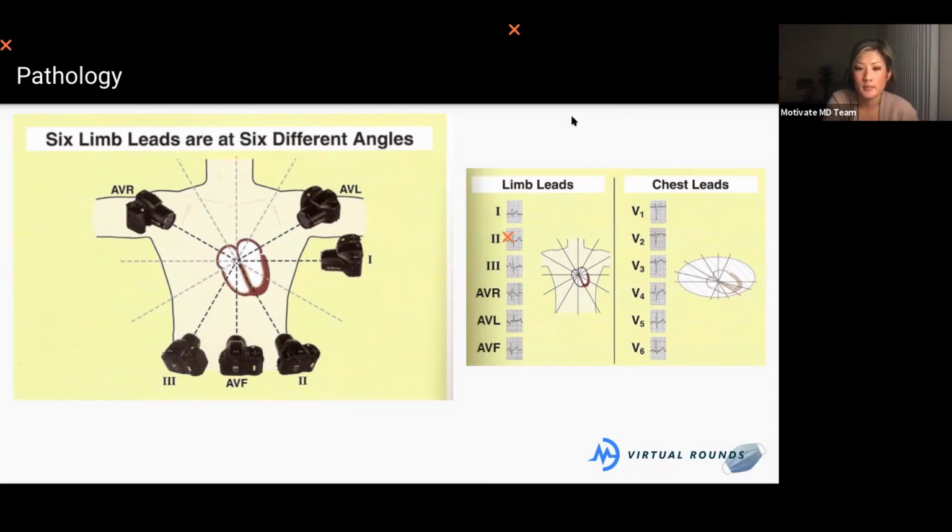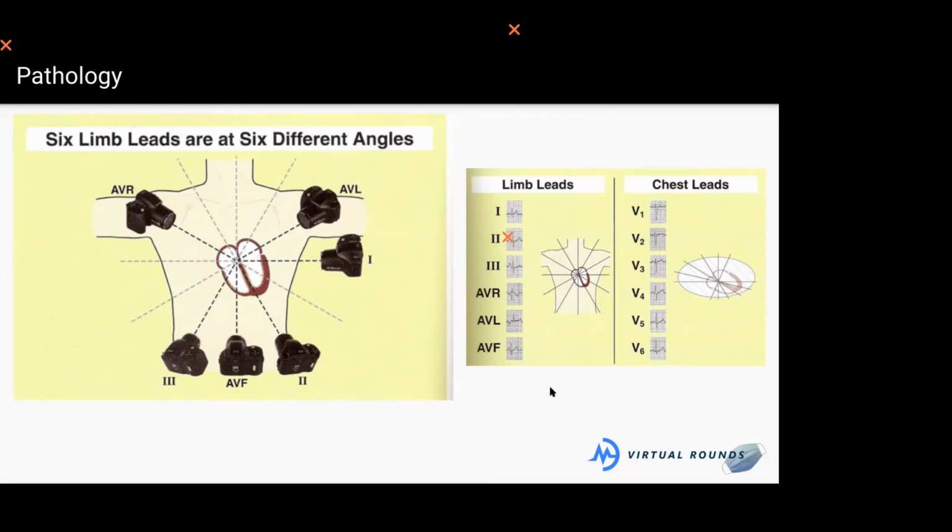Any other questions? I love talking about EKGs. So if you've got more questions about maybe what different pathologies look like, stuff like that. I have a question for you.